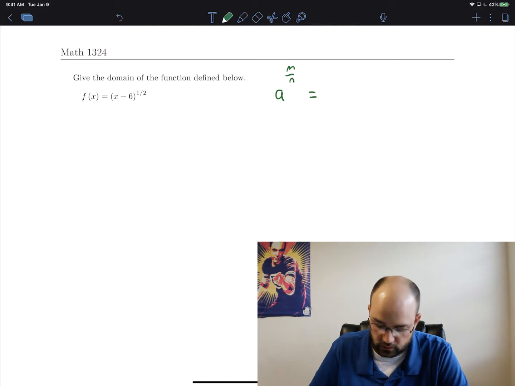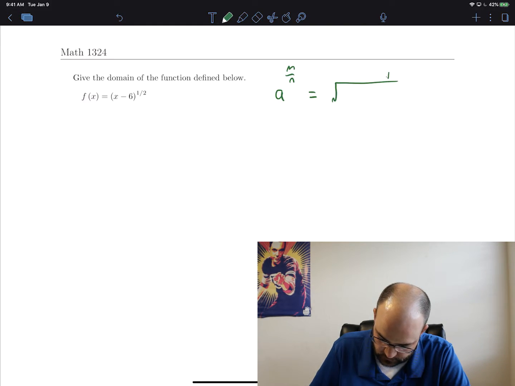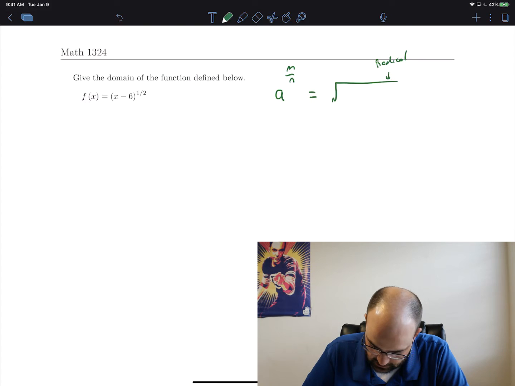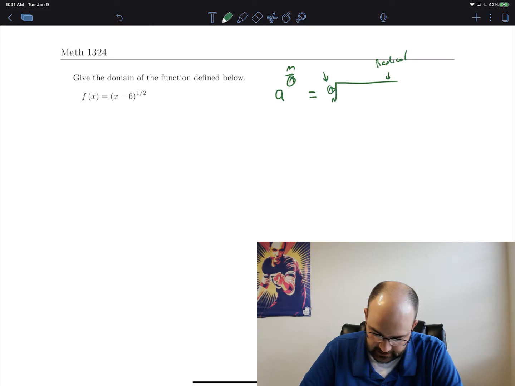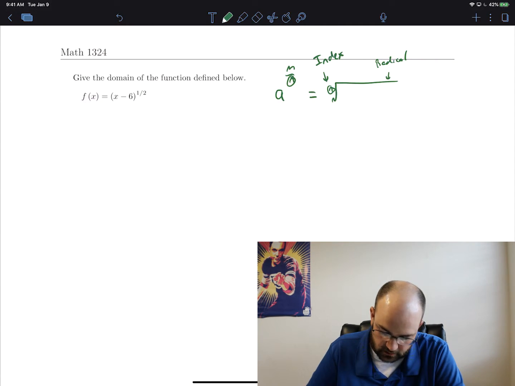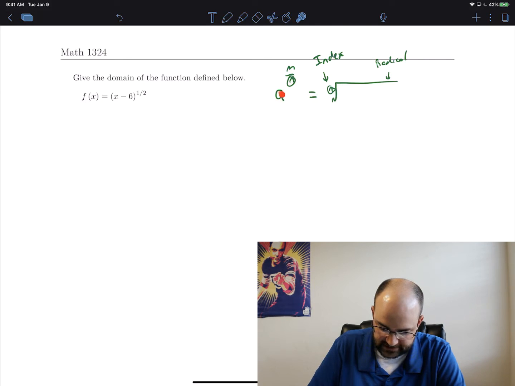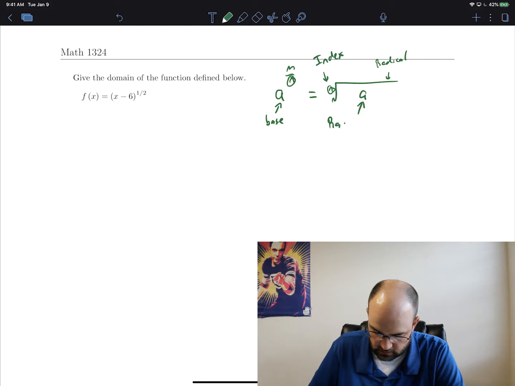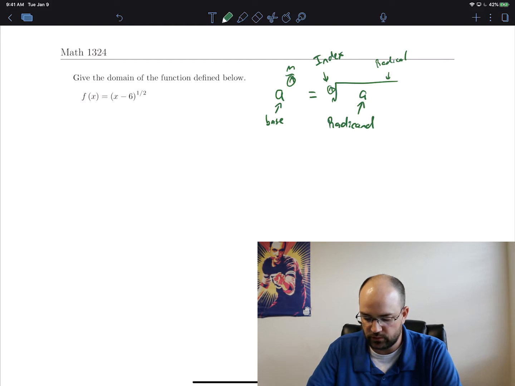Now a radical is this symbol. In this case, it's the root symbol. That denominator tells me the index of the radical. And the base here, the a, is actually going to be underneath the radical. At that point, we wouldn't call it the base anymore. We would call it the radicand, because whatever's underneath the radical is called the radicand.